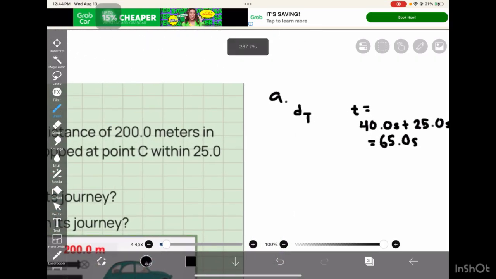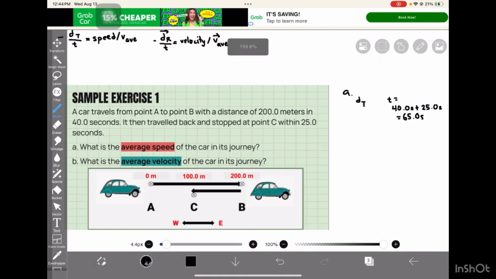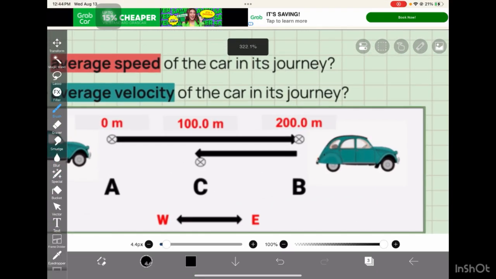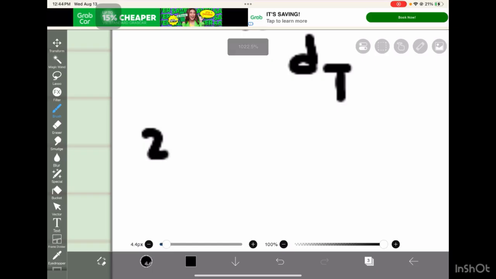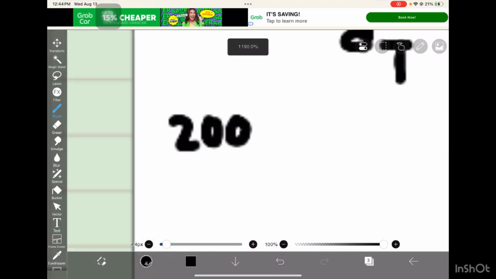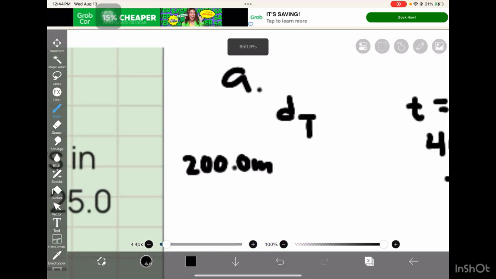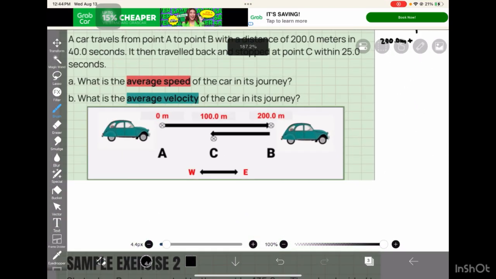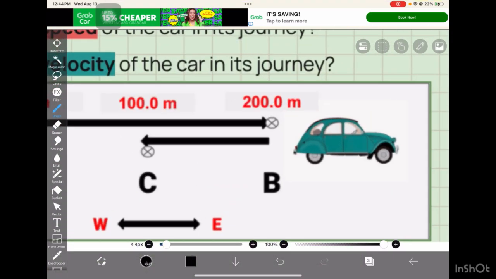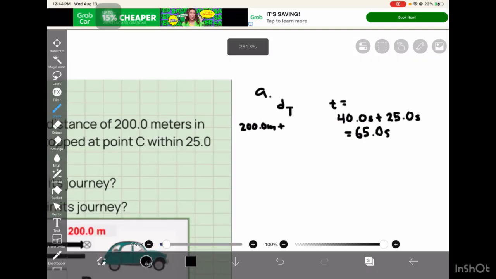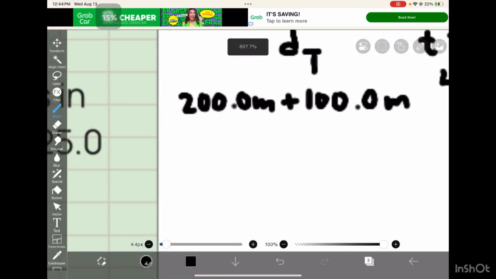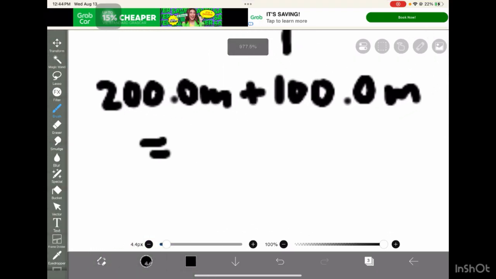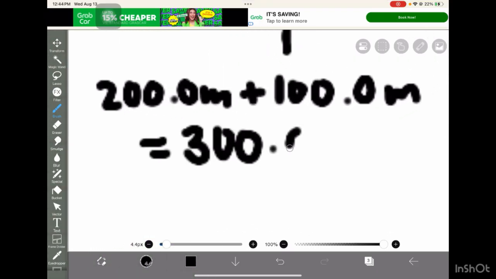Next, we're going to need to find the d sub t, or the total distance. From the diagram here, we can see we have 0 to 200, so we have 200.0 meters. Plus, we also have 200 to 100. 200 minus 100 is 100, so 100.0 meters. That's equal to 300.0 meters. So there we go.